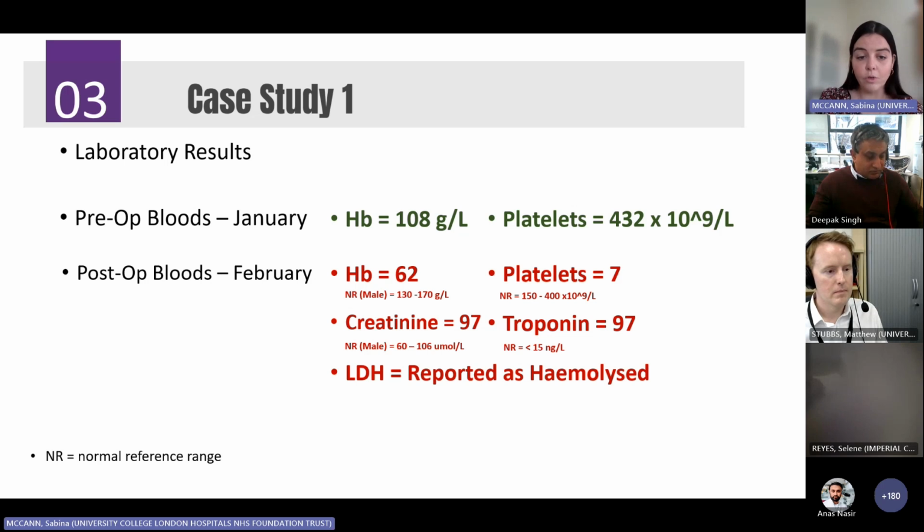Sorry, there's a question there about normal ranges. Normal ranges are under the parameters. Hopefully you're able to see the screen.